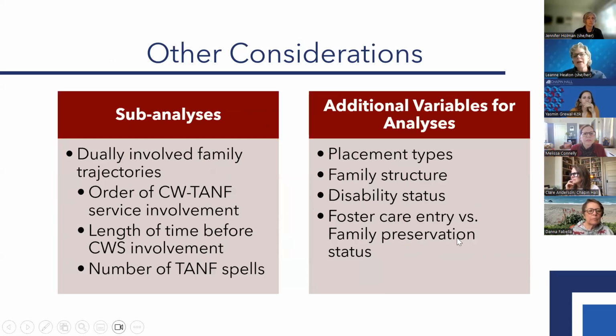Okay, so one final thing, and then I want to talk about what we really see as the benefits of this study. We do intend to conduct some sub-analyses, and these were also things that Oregon requested. For example, when we think about dually involved families, the order in which that involvement happened is important. Did child welfare precede TANF, or did TANF precede child welfare? We also want to know the length of time they might have received TANF before the child welfare involvement and the number of TANF spells. So how long have they been on TANF?